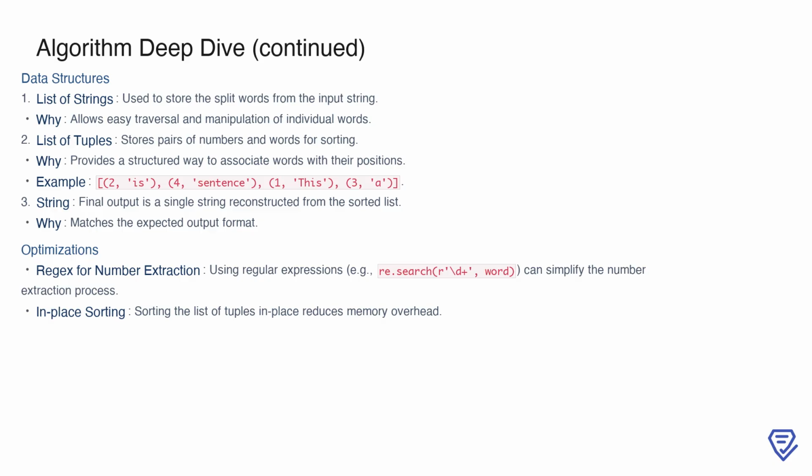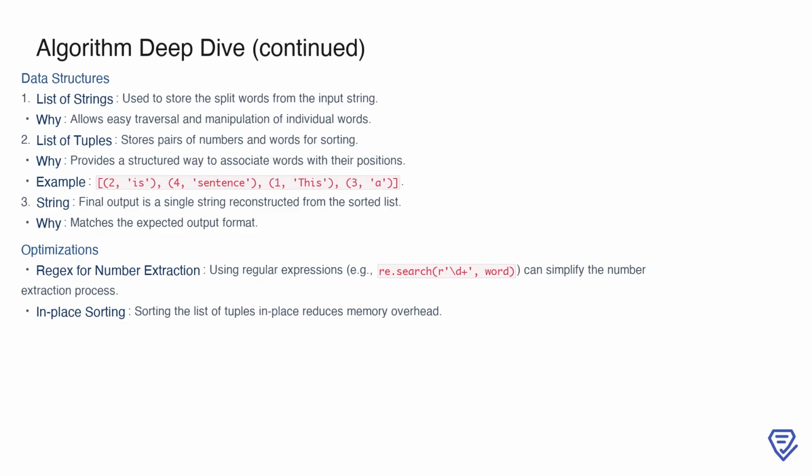First, a list of strings is used to store the split words from the input string. This allows easy traversal and manipulation of individual words. Next, a list of tuples is created to pair the extracted numbers with their respective words. This structure provides a clear association between positions and words, making the sorting step straightforward.